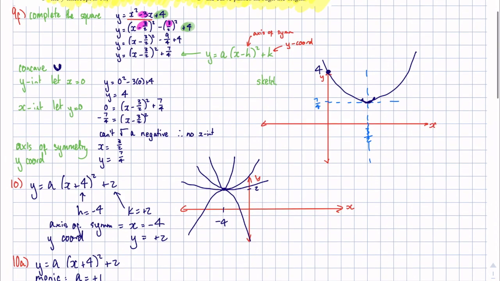Question B says the coefficient of x squared is 3. Well, a is the coefficient of x squared. So here, a equals 3. So we've got y equals 3 outside of (x plus 4) squared plus 2. That's it.